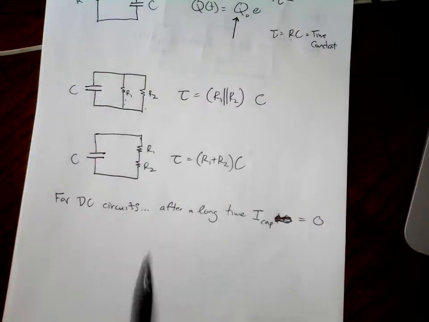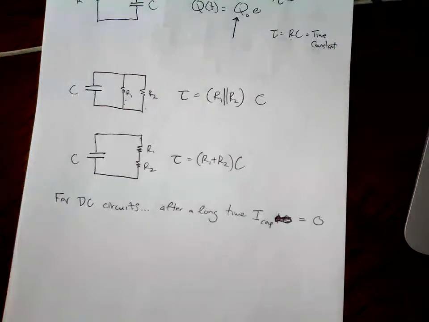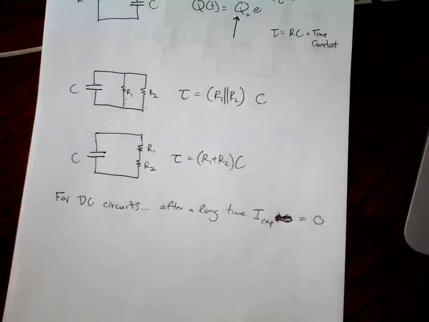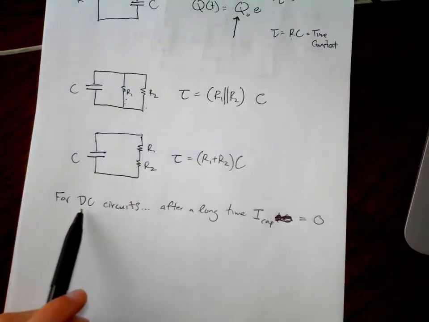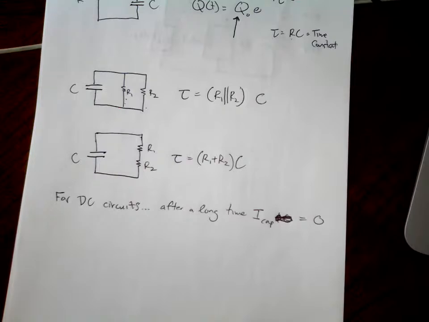Well, capacitors are either charging or they're discharging. So if you wait long enough, it's either going to be fully charged, in which case the charge becomes constant, or it's going to be fully discharged, in which case the charge becomes zero. So basically after a long time, the charge is just going to settle into whatever it's going to be. That's with DC. If you have an alternating current where the current is changing, then the current will keep going through the capacitor. But in DC circuits, inevitably the current is going to become zero.